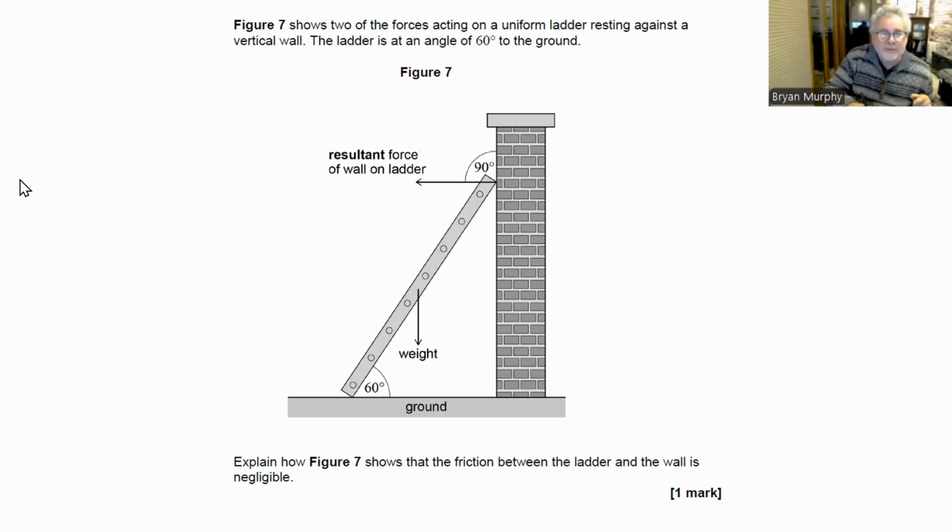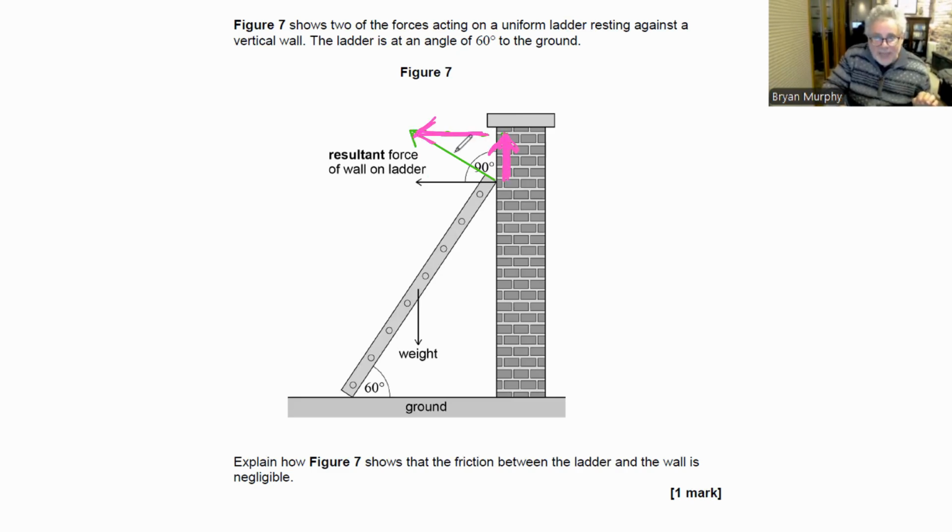If the ladder was being held up with a force going up at an angle like that, not at 90 degrees, then we can break that force down into its components, both horizontal and vertical. Let me do that. Let me do it in black. I think that might be easier to see. I'll do it in pink. So that is the vertical force, and that is the horizontal force.